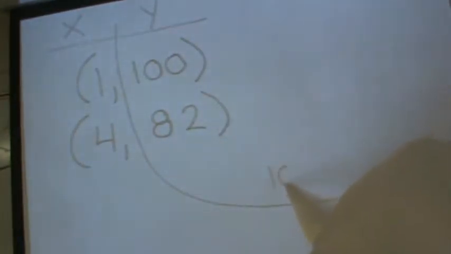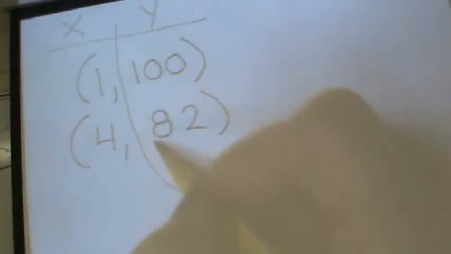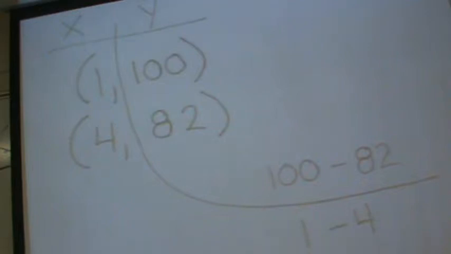You subtract; these are your y values, these are your x values. 100 minus 82 over 1 minus 4. In ninth grade, we did the slide. Michaela, remember we did the slide in ninth grade? You were sitting right there 4 years ago. We did the slide. 100 minus 82 over 1 minus 4.